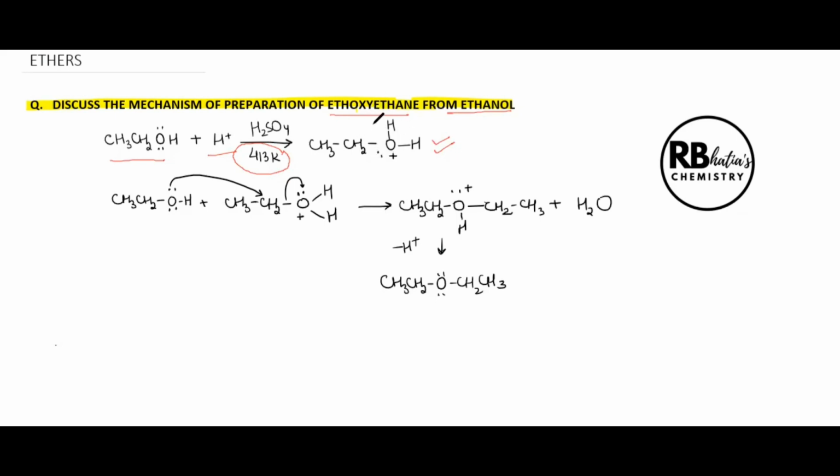As we have discussed in dehydration, if the temperature is high, 443 Kelvin, this will lose water, form a carbocation, then lose H plus and convert to an alkene. We've already discussed this point, right? But in case the temperature is 413 Kelvin, then this ethanol, another unreacted ethanol, attacks this oxonium species, leading out water and in the process forming this protonated ether, which loses water to form ether. Right? So mechanism of preparation of ethoxyethane from ethanol at 413 Kelvin. This is another important question that you should be taking care of.